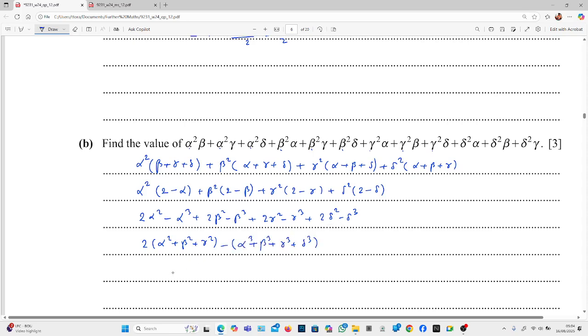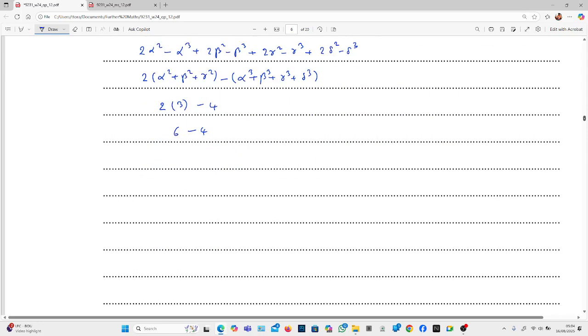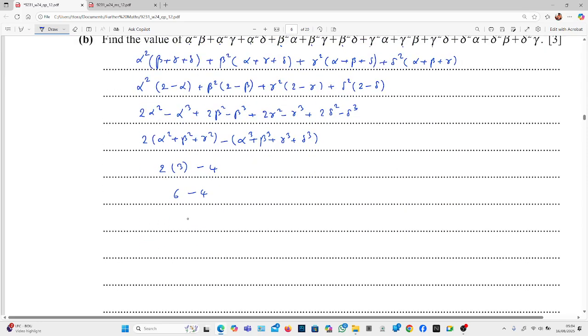So this is what we have now. And if we look at alpha square plus beta square plus gamma square plus delta square, it was given in the question as 3, and the sum of cubes was given as 4. So 2 times 3 is 6, 6 minus 4, we get 2 over here for the second part of the question. So that's the answer.